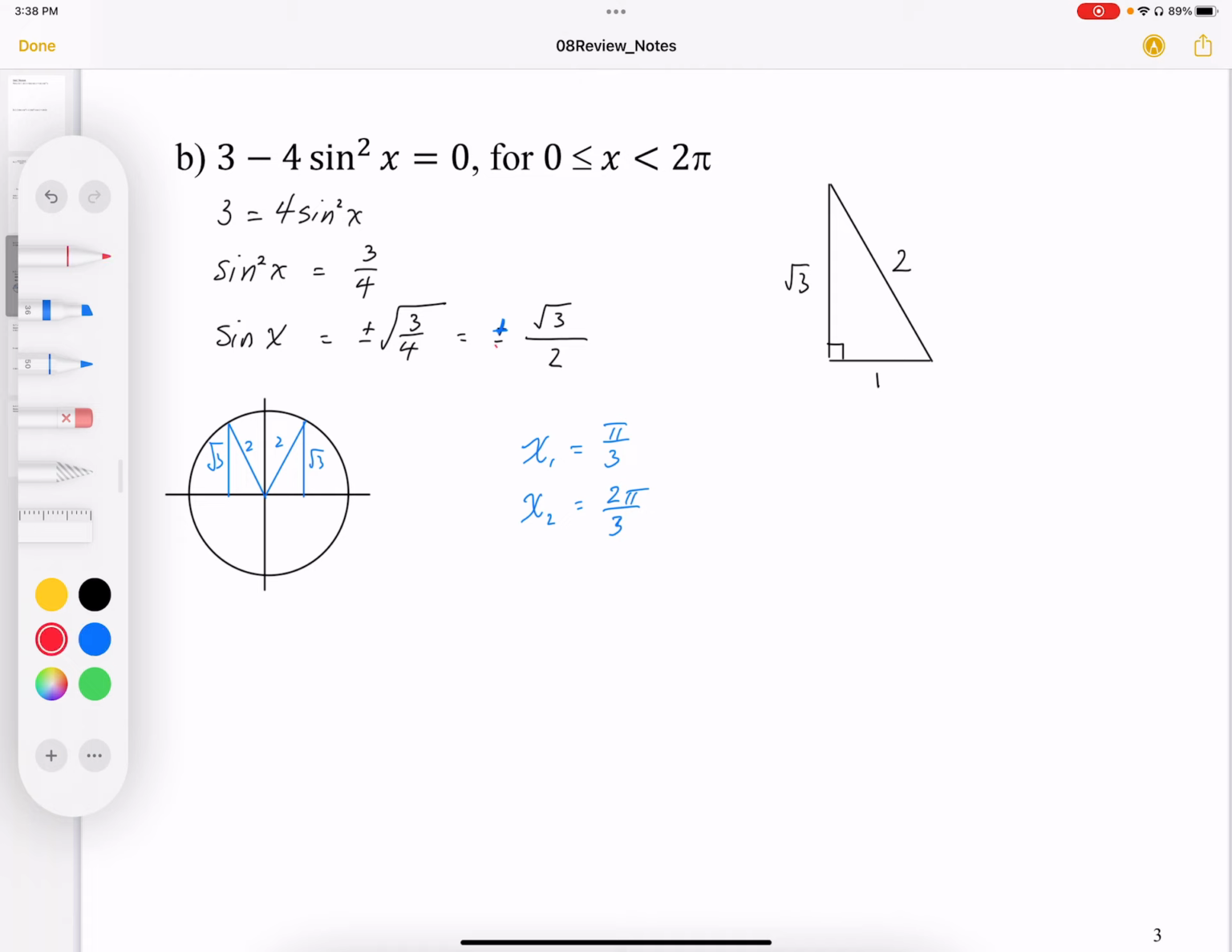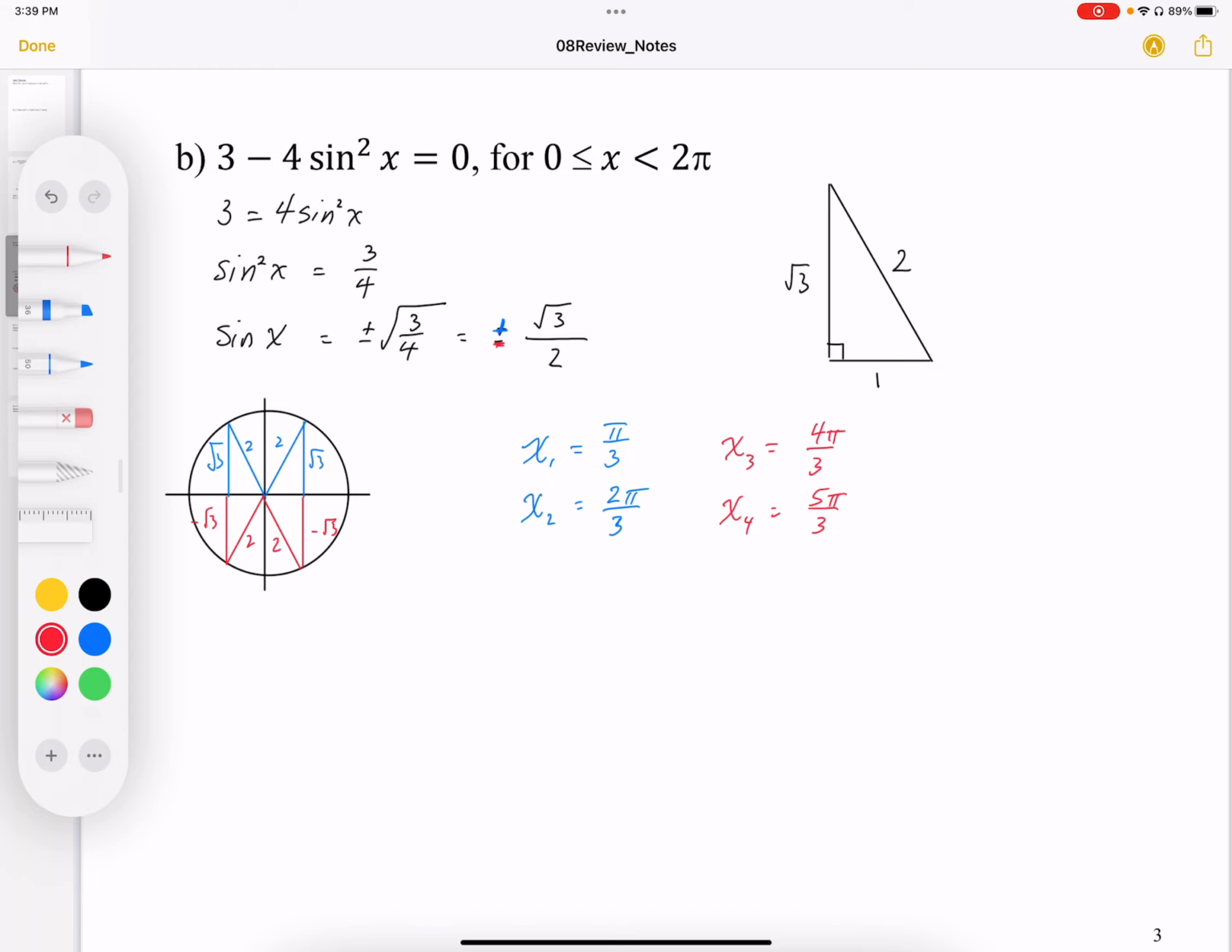We also have to worry about the negative version of this. So the negative version is going to be down here in quadrants 3 and 4. So we have negative root 3 over 2, and those angles, I'm going to call that x3, that's going to be at 4 pi over 3 in quadrant 3, and x4 is going to be the quadrant 4 angle, and that's going to be 5 pi over 3.